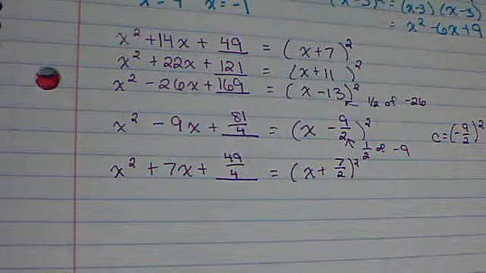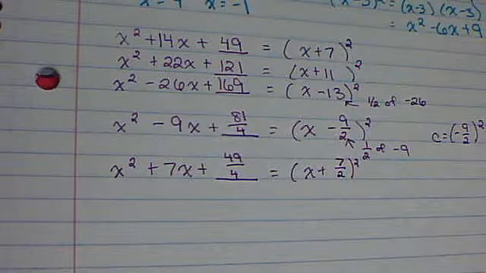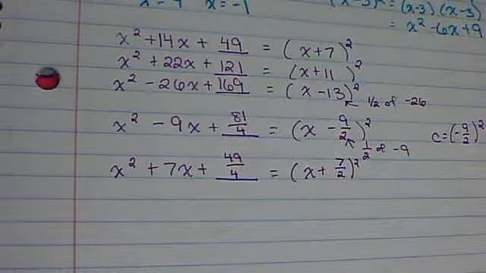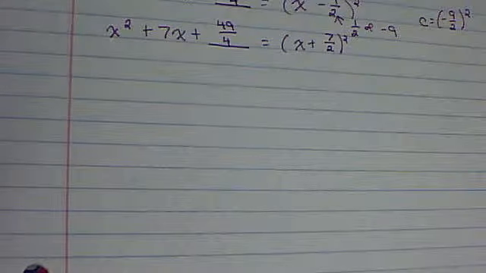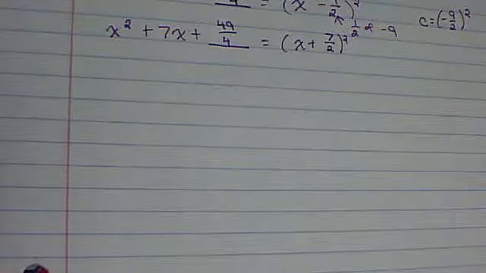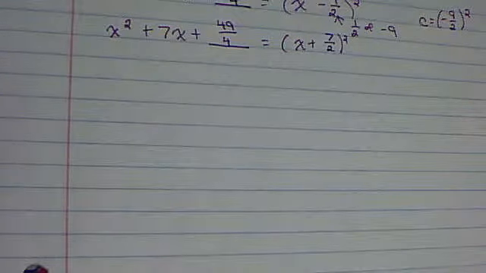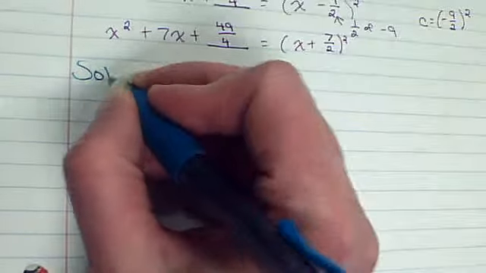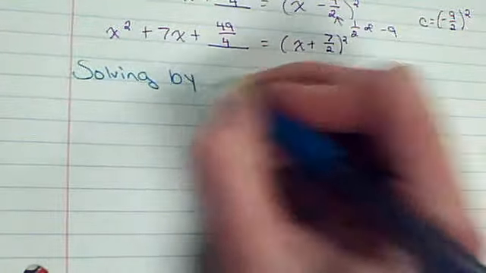There's two main reasons why we would want to use this. One reason is for solving equations. So let's look at some of those, and then we'll look at changing quadratics from standard form to vertex form. So the first thing we're going to look at is solving by completing the square. This is what this is called.